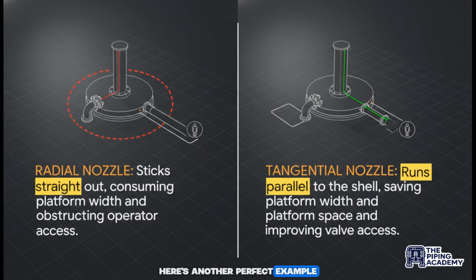Here's another perfect example, this time on a tall distillation column. When you have nozzles that connect on a maintenance platform, a radial nozzle, one that sticks straight out like a spoke on a wheel, it eats up a lot of that platform's walking space.